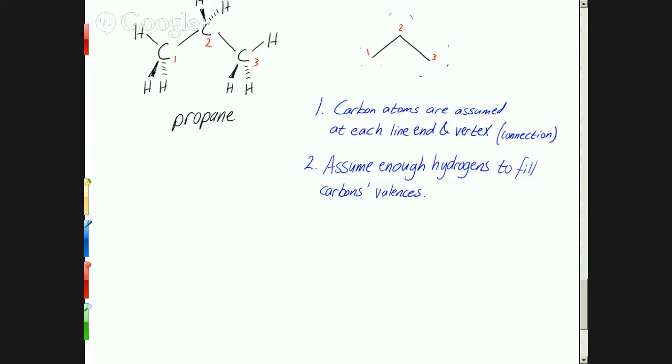So keeping those 2 rules in mind, we can get as much information from the structure on the right as from the structure on the left. We know how it's connected, we know where the carbons are, and we know where the hydrogens are. But it's going to take a little practice, so we're going to do that now.